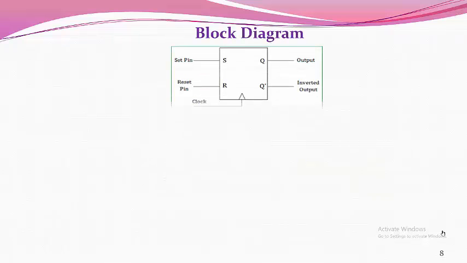Now we will see the block diagram of SR flip-flop. This is the block diagram of SR flip-flop, which consists of set pin and reset pin as the present inputs, and Q and Q bar are the present outputs, and this Q and Q bar will be in complementary format. S and R are two inputs, so it has 4 possible values, that is 00, 01, 10, 11. This is the clock signal.